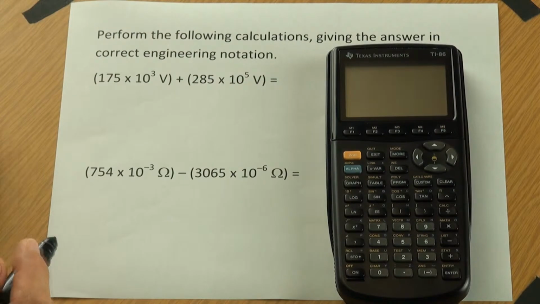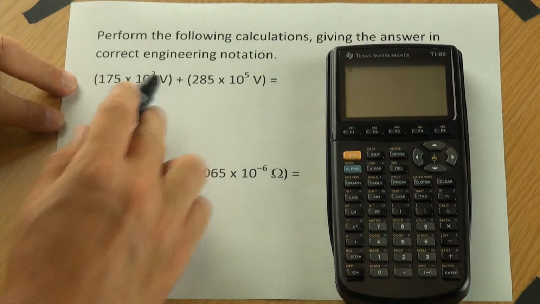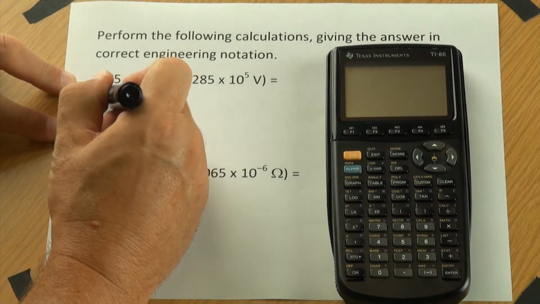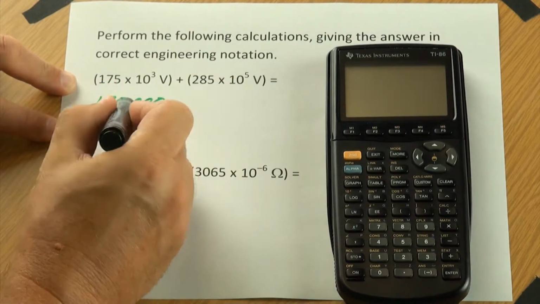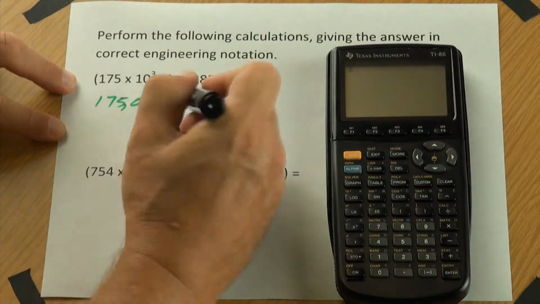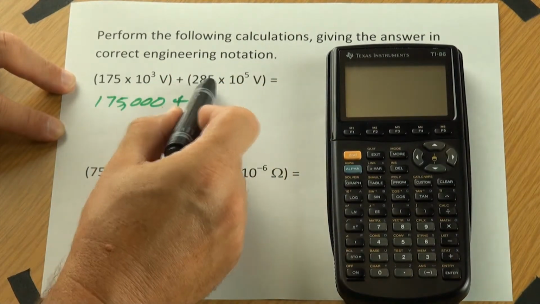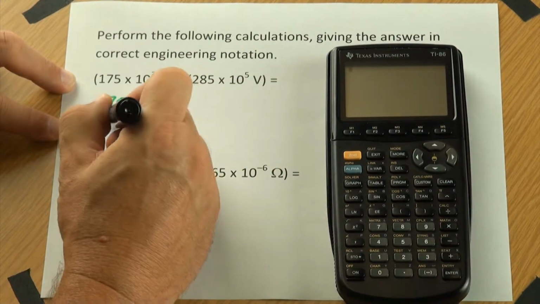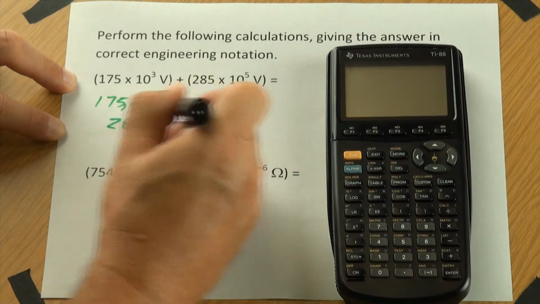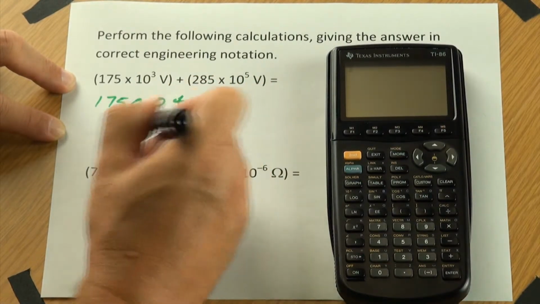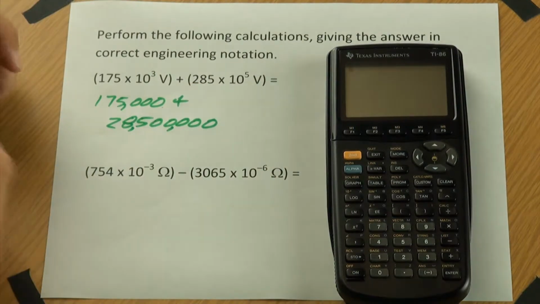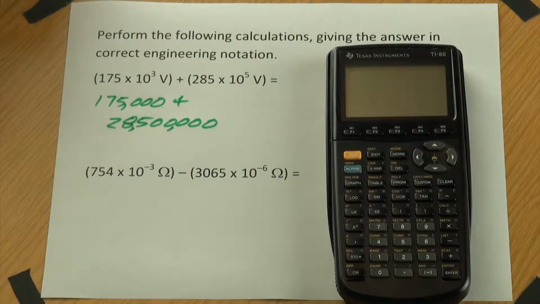But I could break this out and say, well, 175 times 10 cubed, that's 175,000. The 10 cubed tells me to move the decimal point 3 places. And then I'm going to add 285 times 10 to the 5th. That's 285, add 5 zeros to it, put some commas in here. And I could take that to the calculator, work it out, and then convert it back into engineering notation.